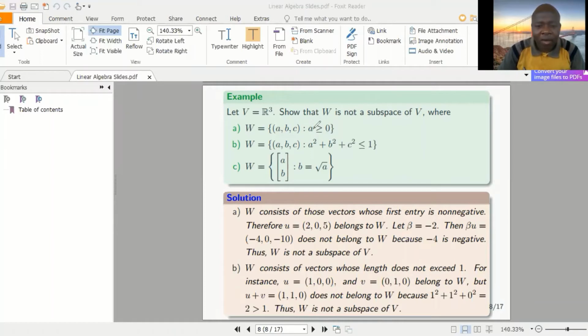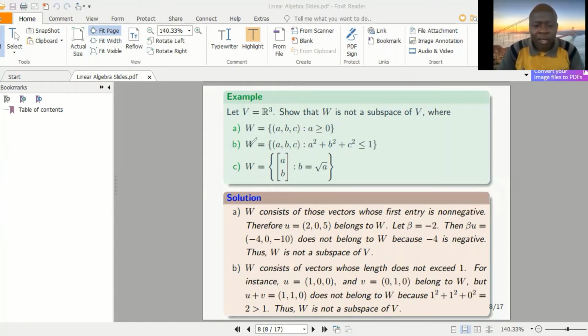We are only given the first element, but nothing is said about the second and the third element. They could be anything. They could be negative, they could be 0, they could be positive. But the most important thing here is that the condition is given to the first element, that it must always be greater than or equal to 0.